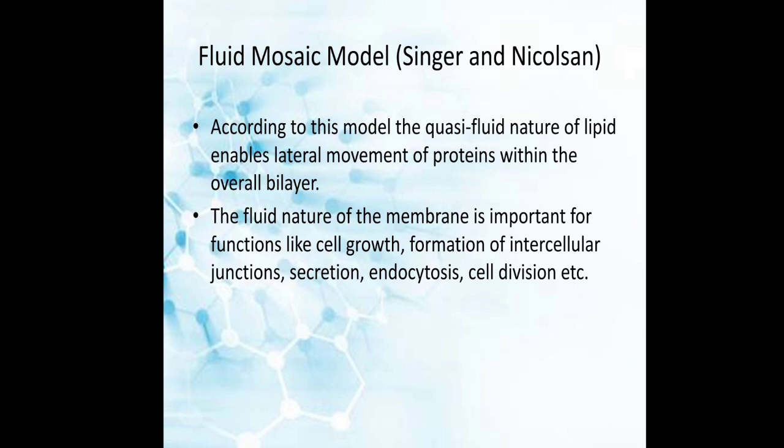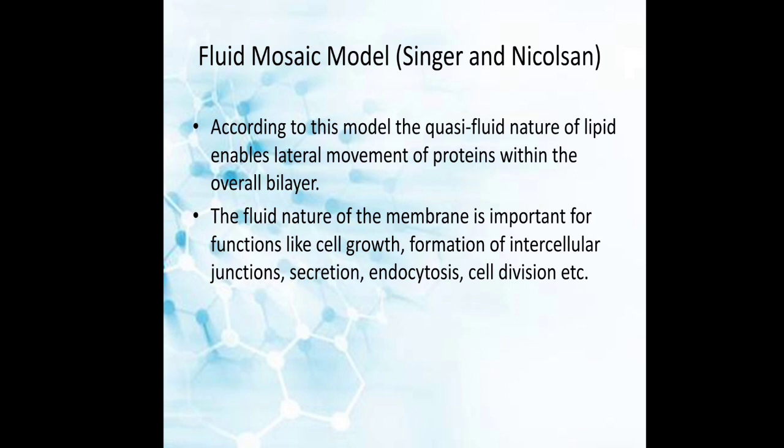Next came the Robertson model. He saw no spaces for pores in the electron micrograph. He hypothesized that the railroad track appearance came from the binding of osmium tetroxide to protein and the polar groups of lipids. Next, we have our last model, which is known as the fluid mosaic model. According to this model, the lipid has a quasi-fluid nature, and it was proposed by Singer and Nicolson.